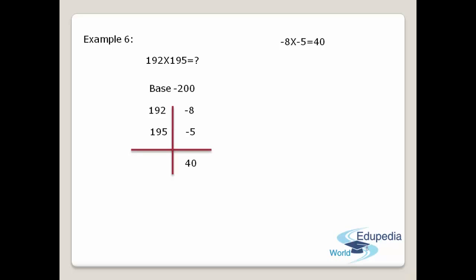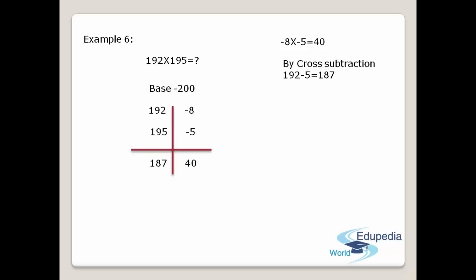After writing the answer, that is the 40, now you do cross subtraction in either of the ways. That means you can subtract 195 minus 8, or else you can subtract the numbers 192 and 5. In either of the ways, if you do the subtraction, you will get the same number. So here I am subtracting 5 from 192, and I am going to get the answer as 187. You just write that 187 in the left column below.